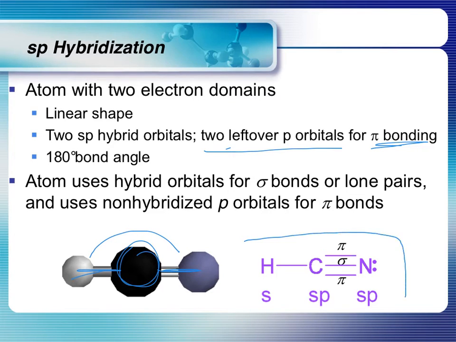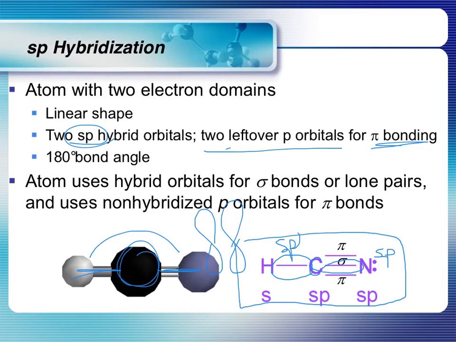So here is a good example. You have a central carbon, and it has two sp hybrid orbitals. One of them was used to make the sigma bond, or single bond, with hydrogen, and the other one was used to make part of the triple bond with nitrogen. The leftover p orbitals were used to make the other two bonds between carbon and nitrogen to give it a triple bond.